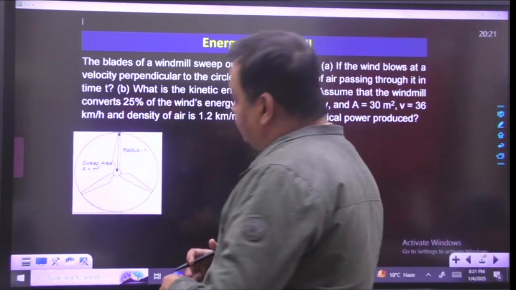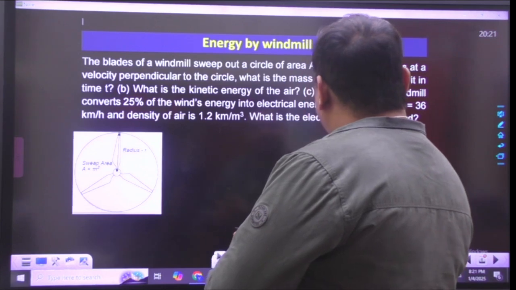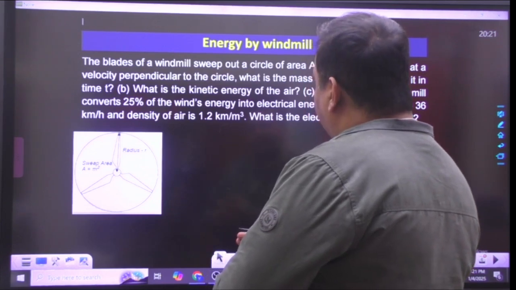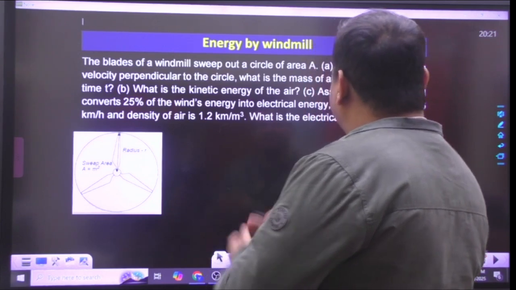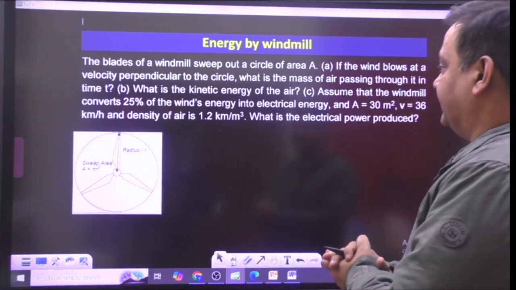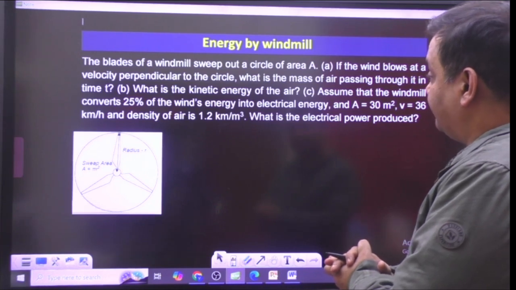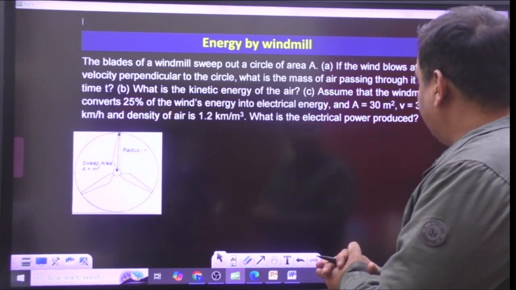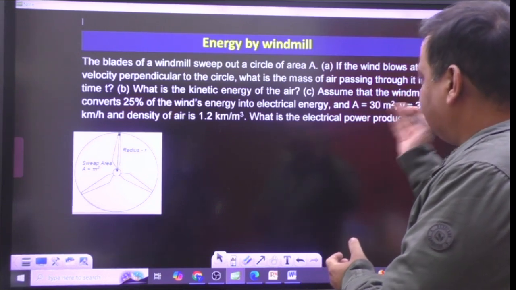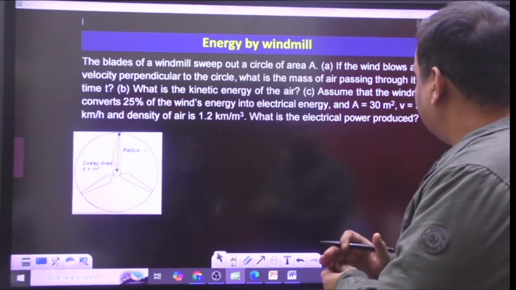Energy by a windmill. The blades of a windmill sweep out a circle of area A. If the wind blows at a velocity perpendicular to the circle, what is the mass of the air passing through it in a time t? What is the kinetic energy of the air? Assume that the windmill converts 25% of the wind's energy into electrical energy, and you are given the area and the speed and also the density of air. What is the electrical power produced?